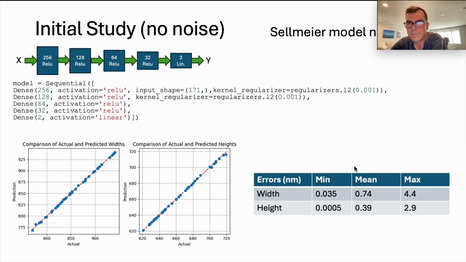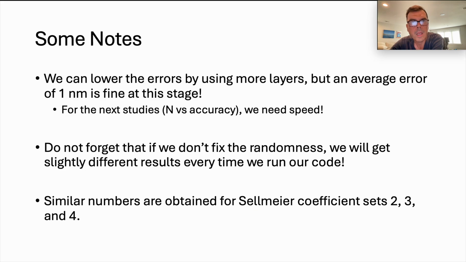But in this case, the mean error for both width and height is less than 1 nanometer. So this is a really nice result. Of course, you can see that there are some outliers, for example this one and this one, where we have high errors. So we will look at those cases more closely. I will call those cases worst cases. And then we will also look at the mean accuracy by looking at all the devices at once.